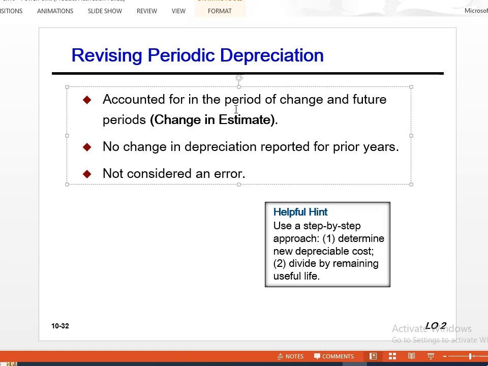Current year and future calculation will be based on current year estimates. So if the useful life of the asset changes or the salvage value of the asset changes, then in that case we are not going to change previous year's depreciation. We will be changing the depreciation for the current year and for the future years. It's not an error, it's a change in estimate, and estimates or guesses could change anytime, right?